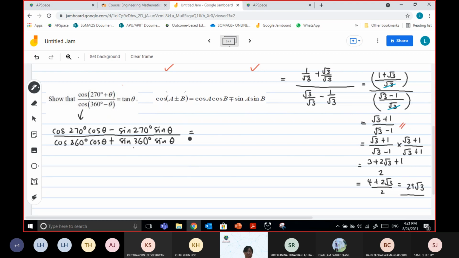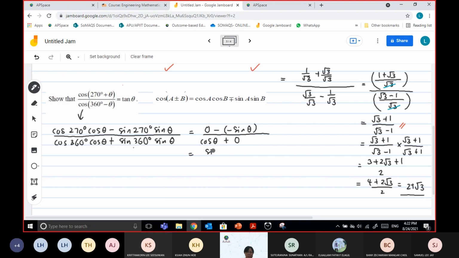When we evaluate it, you can just get your calculator to calculate. So this part is 0. Sine 270 is minus 1, so negative sine theta. Then for the bottom, cos 360 is 1, so you have cos theta. Then sine 360, you got a 0.